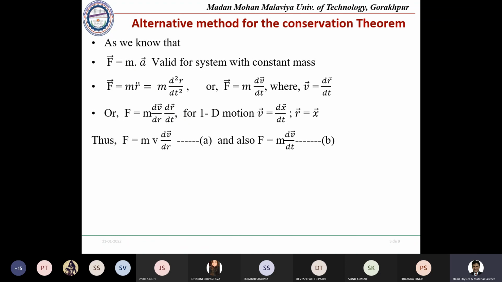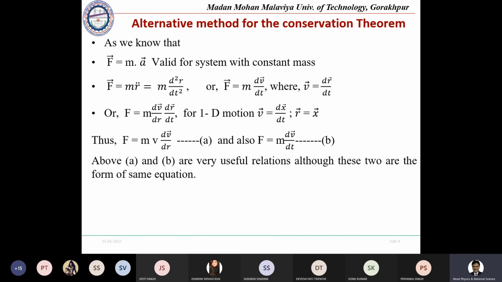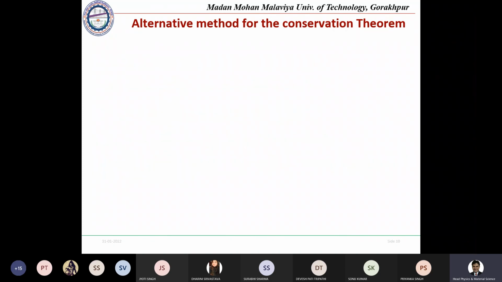So here F is equal to mv, meaning m dr upon dt into dv upon dr. Let it be equation number A. And also F is equal to m dv upon dt, call it equation B. So if it is this way, then equation A and equation B are both very useful relations, although these are different forms of the same equation. That is, we can write F in two ways: F is equal to mv dv upon dr, and F is equal to m times dv upon dt.